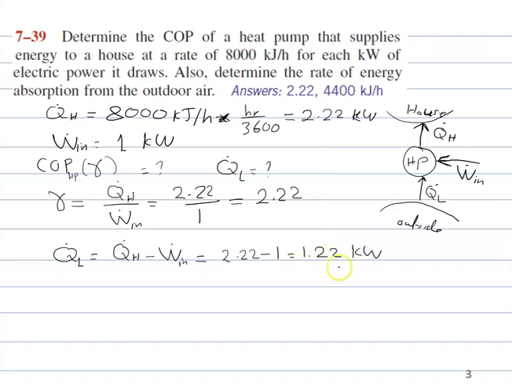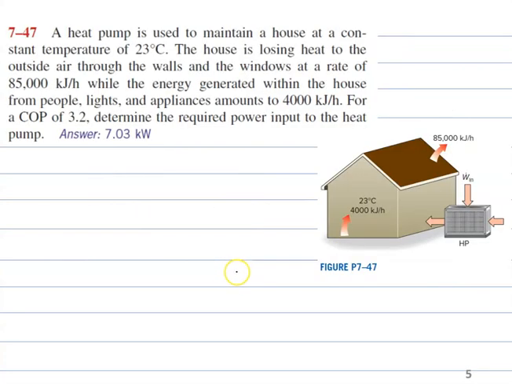kilowatts. And if you want to convert this into kilojoule per hour, we'll multiply by 3,600 seconds per hour, and if you do it, then you will get 4,400 kilojoule per hour. Okay, so that's the solution for this problem.